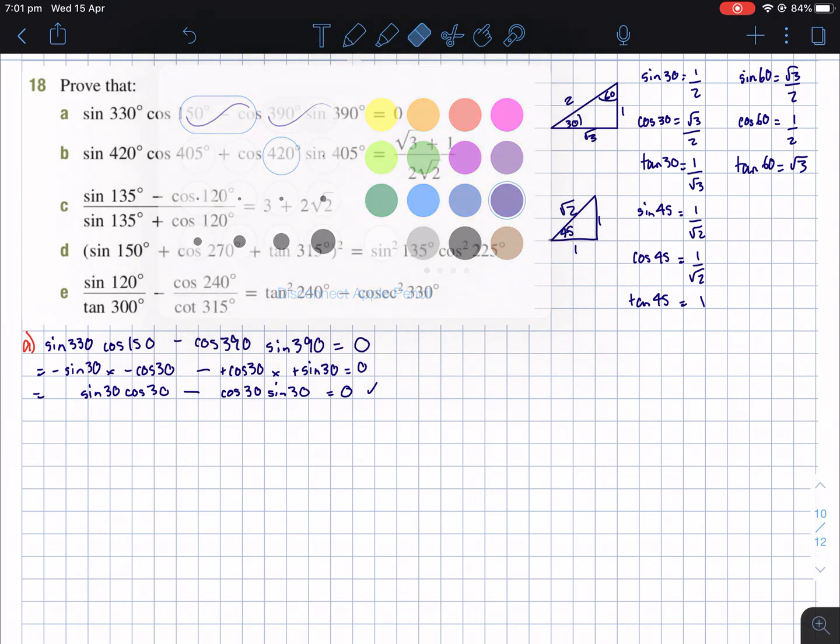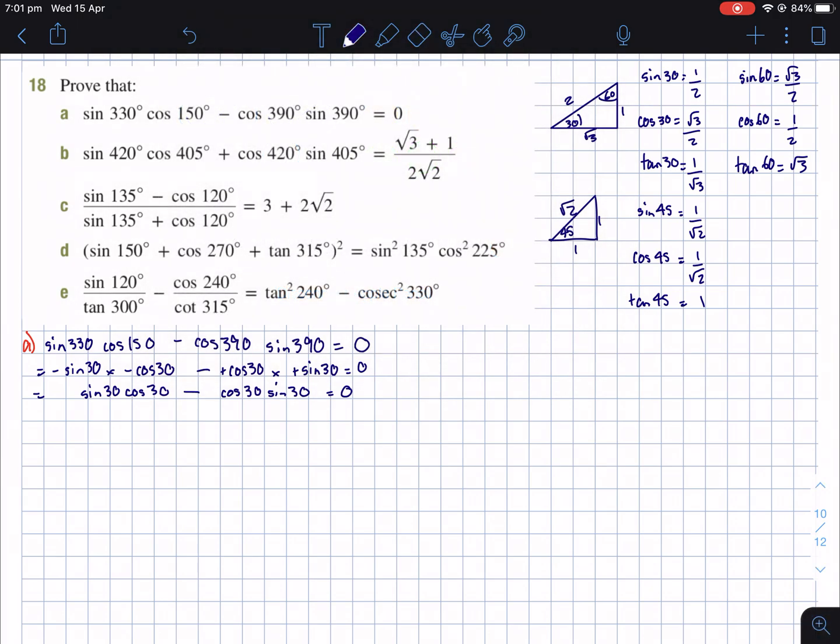They might want you to go a bit further, although you shouldn't. So that's a half times cos 30, root 3 on 2. Take root 3 on 2 times a half. It does equal 0. Yeah, this is how I'd probably present that question.